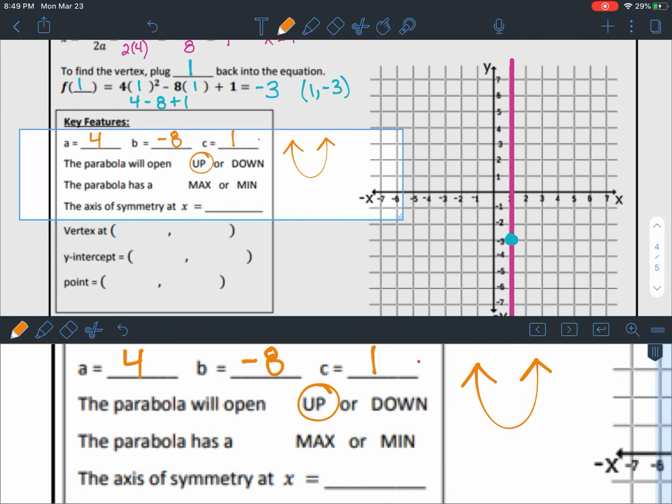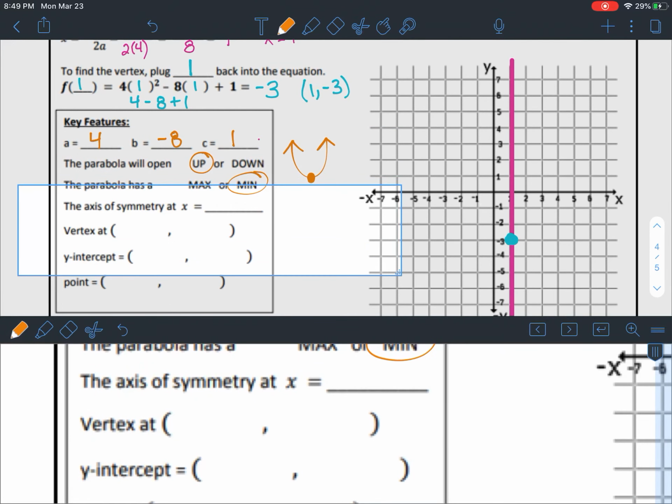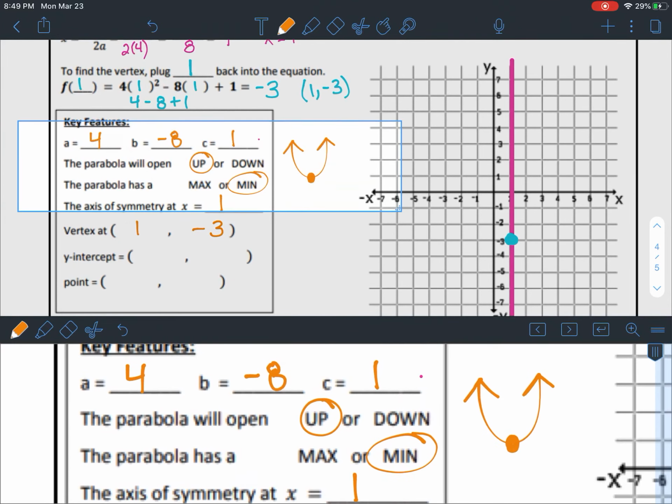I'll leave this picture over here because it'll help me answer the next question. Since my parabola opens up, am I going to have a maximum value or a minimum value? Well, here I'm going to have a minimum value, and it's going to be whatever that vertex point is. And then I can go ahead and figure out the rest of this information. So my axis of symmetry we already found was at x equals 1. And then we found my vertex, which was 1, negative 3.